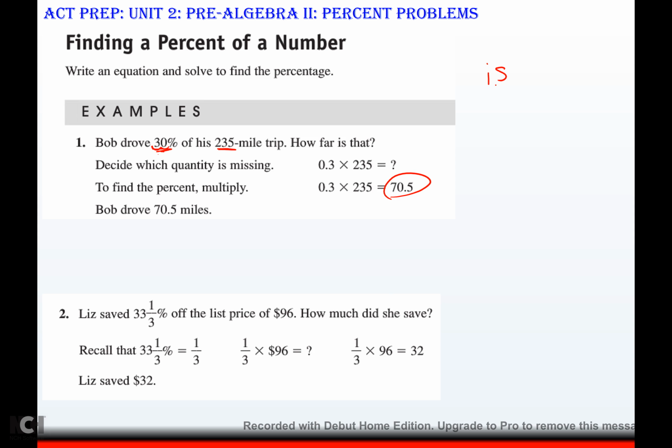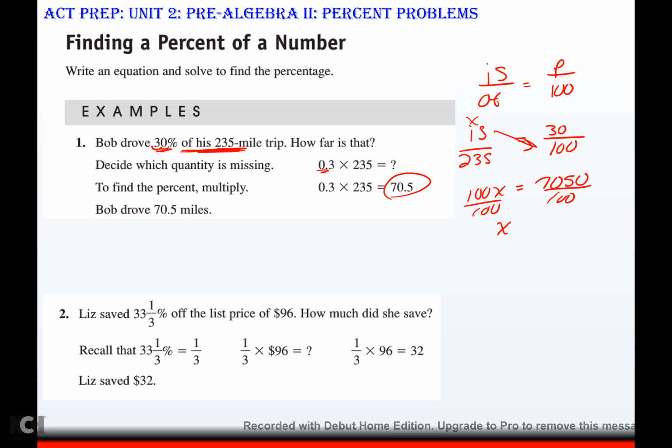But again, if you use is over of equals P over 100, they're telling you the percent is 30%, so that's 30 over 100, which is where the 0.3 comes from. We don't know what is, but we know the of. The total amount he went was 235. So if we solve that, you have 100x equals 30 times 235, which would be 7050. And then when you divide by 100, you get x equals 70.5.